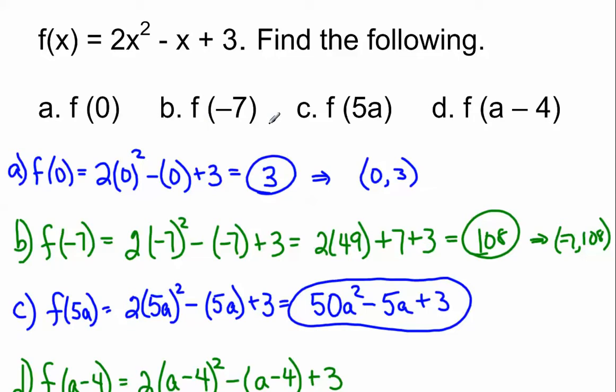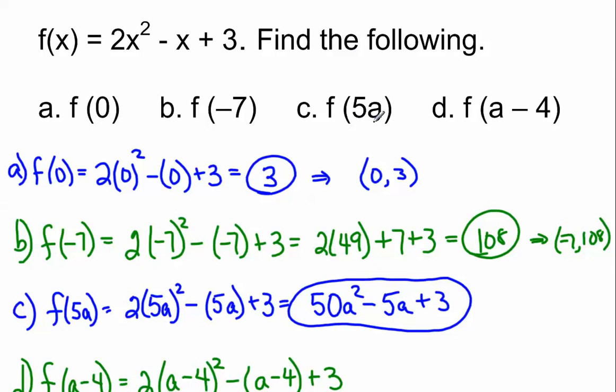For f of negative 7, well, we're going to do the same thing, except everywhere we see the x this time we're going to put a negative 7. Be careful here when you square and you distribute your minus signs that you get the right answers. You should get 108. So again, the input was negative 7. The output, what came out, was 108, so the ordered pair that would be associated with this would be negative 7, 108. We can substitute in, and we will in other places, substitute in things besides just numbers.